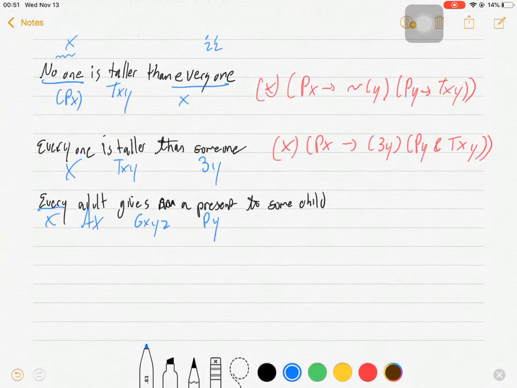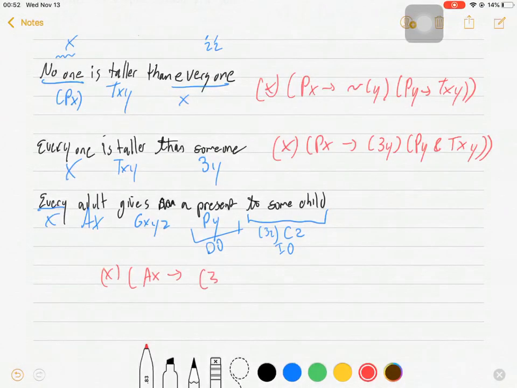We have a Y, and this is what we would call a direct object. And then to some child, so that's going to be a CZ. It's going to be an existential Z, and this is called an indirect object. We would say that for all of X, if X is an adult, then there exists some Y such that Y is both a present and there is some Z such that Z is both a child, and X gives Y to that Z.